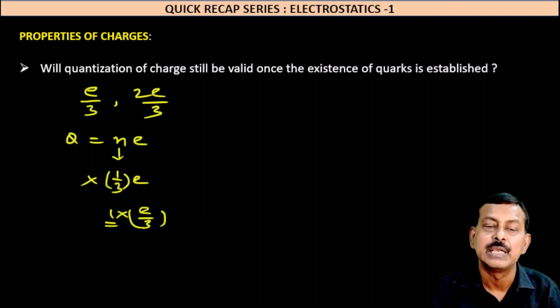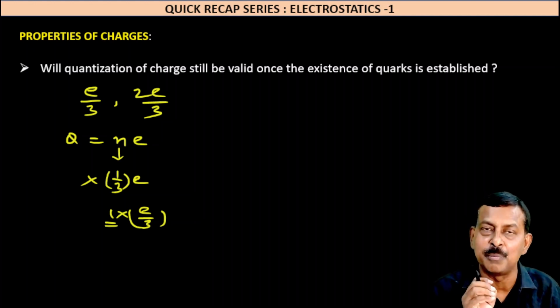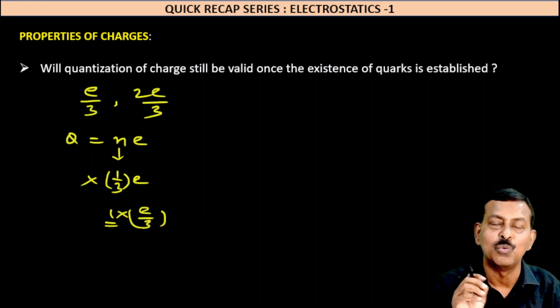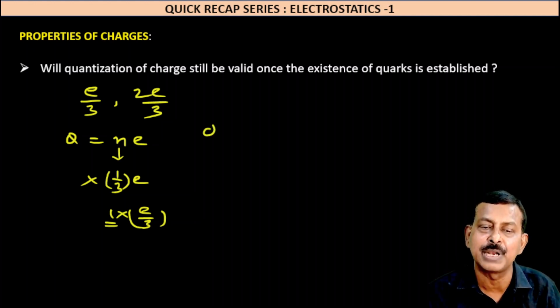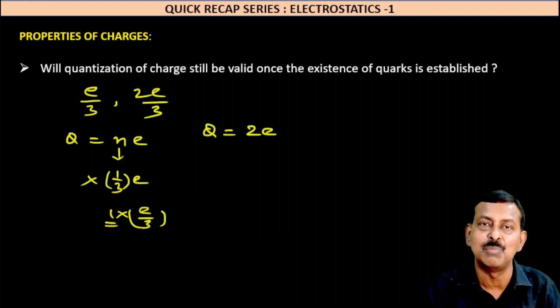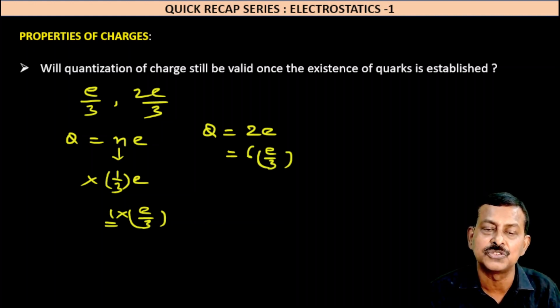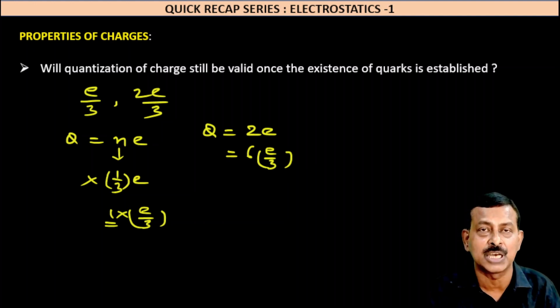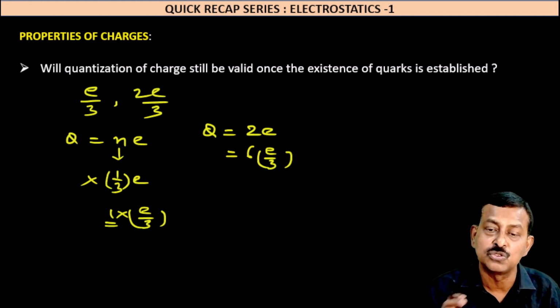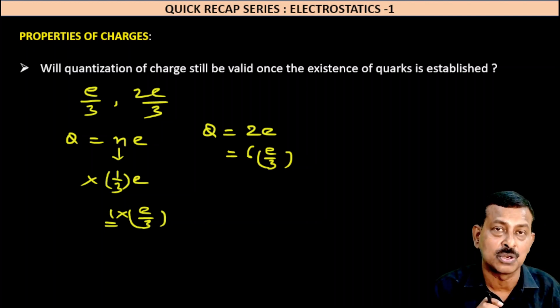That means if I consider, suppose I have a body which is carrying 2 units of electronic charge. If quarks are established, in that case, the same body's charge we can write as 6 times E by 3, if the charge on the quark is 1/3 the charge on the electron. So it is not violating quantization of charge.